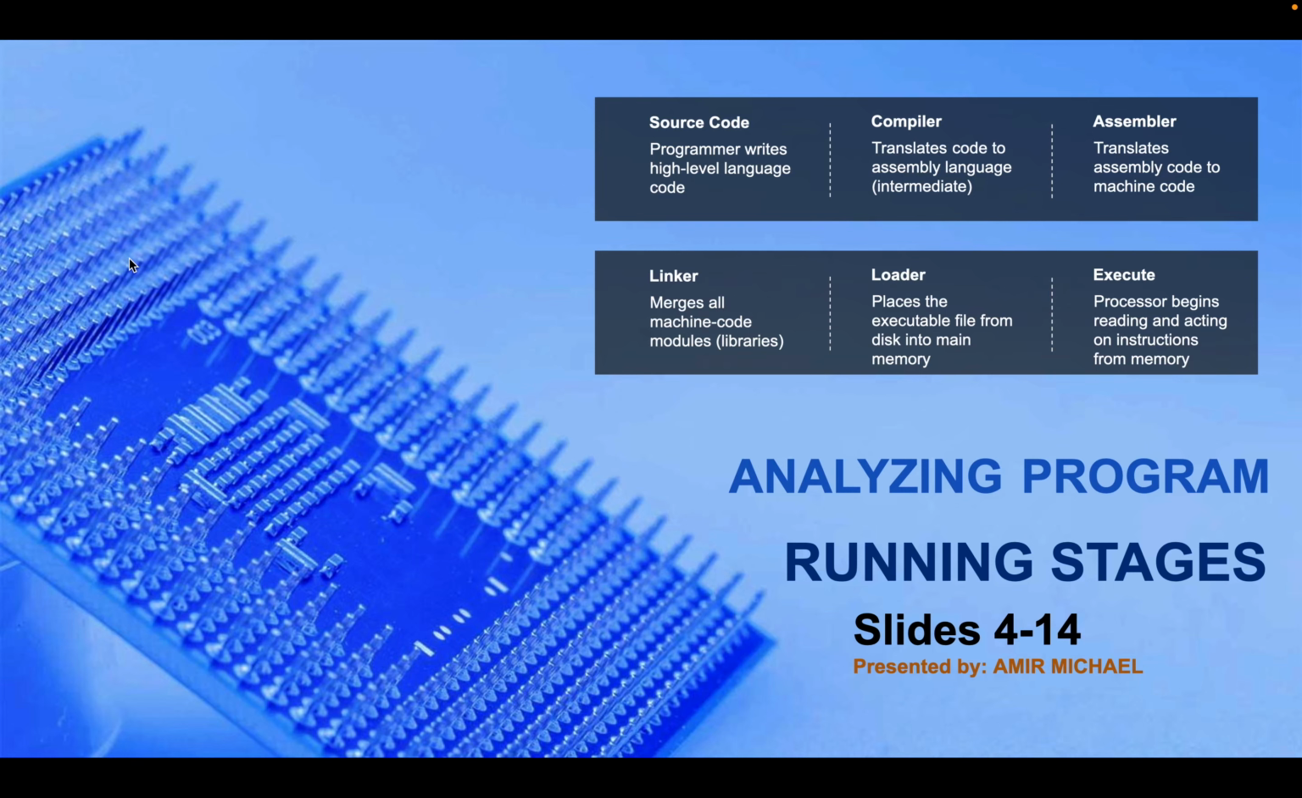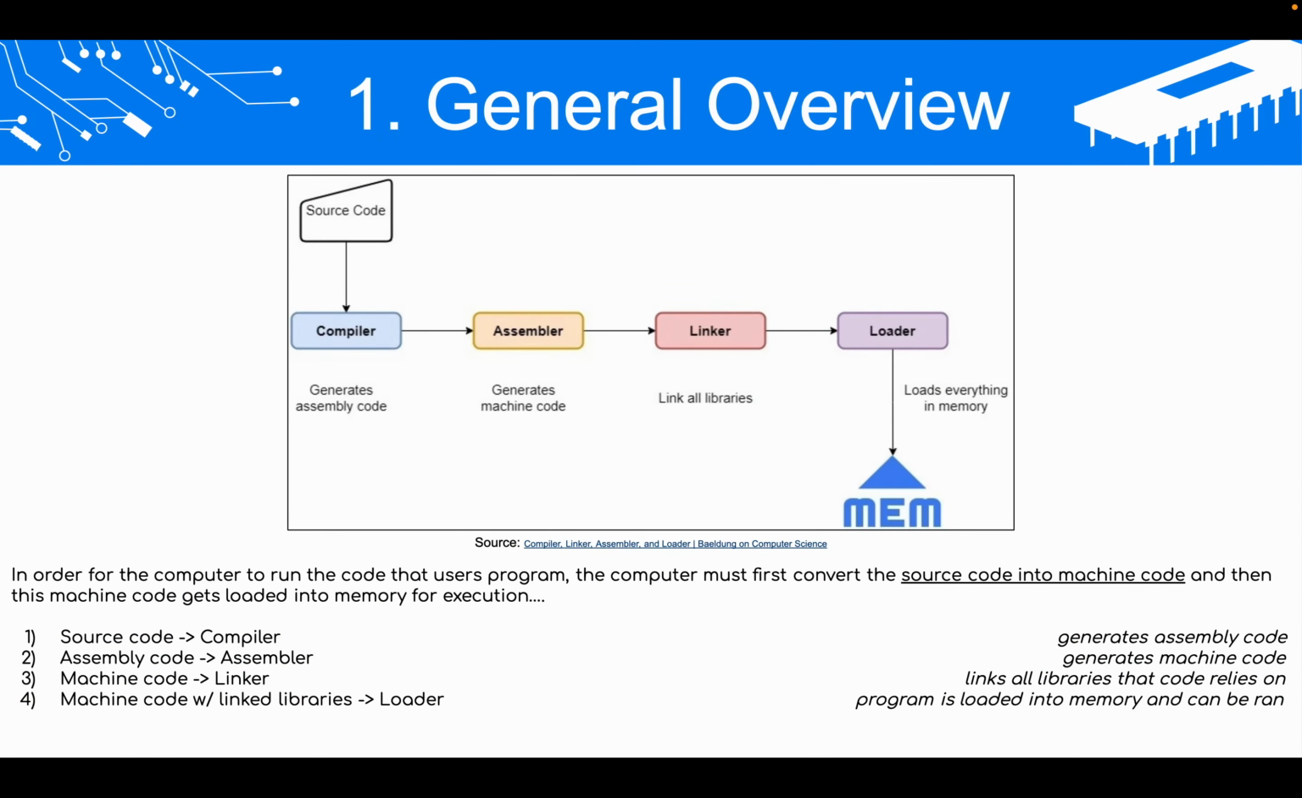So I will be presenting the analyzing programming running stages section. We'll be going through source code, then compilers, then assemblers, linkers, loaders, and then executing. So first, as a general overview, in order for the computer to run the code that the user programs from a high-level language, the computer must first convert the source code into machine code, and then the machine code can finally get loaded into memory for execution by the CPU.